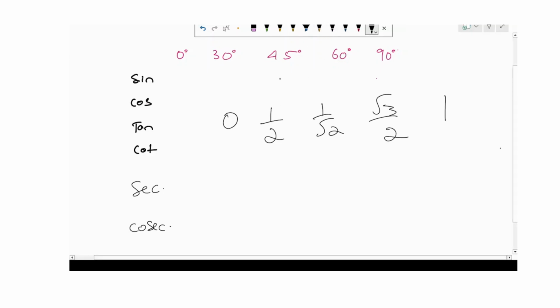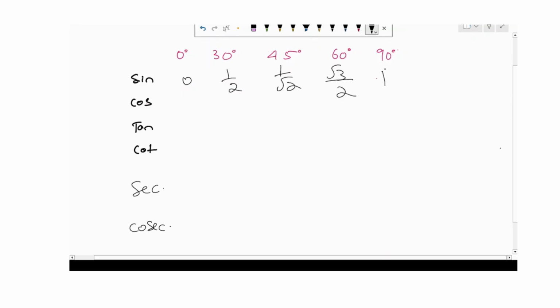Next, this is the first value: 0, 1 by root 2, root 3 by 2, 1. Okay, now what about cos? What will be the cos value? Cos is the reverse of sine. Write the sine order values in reverse. That will give you the cos value.